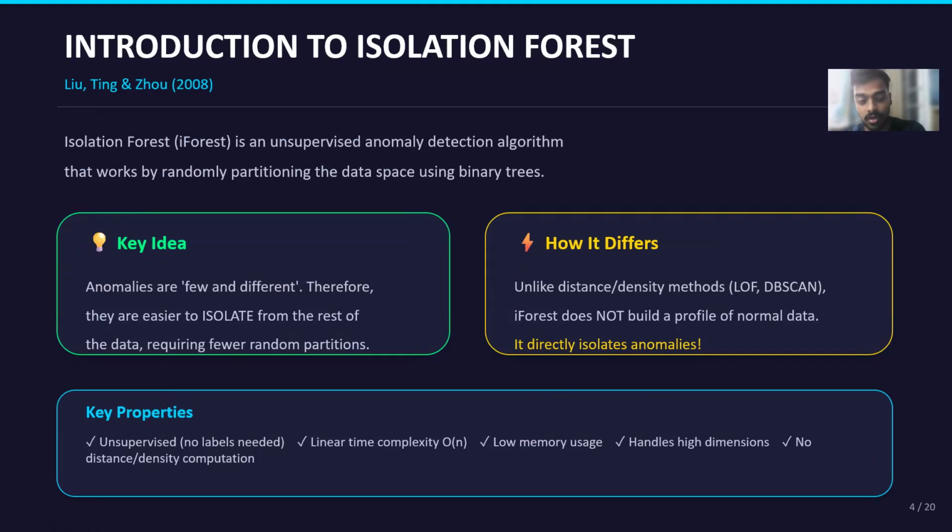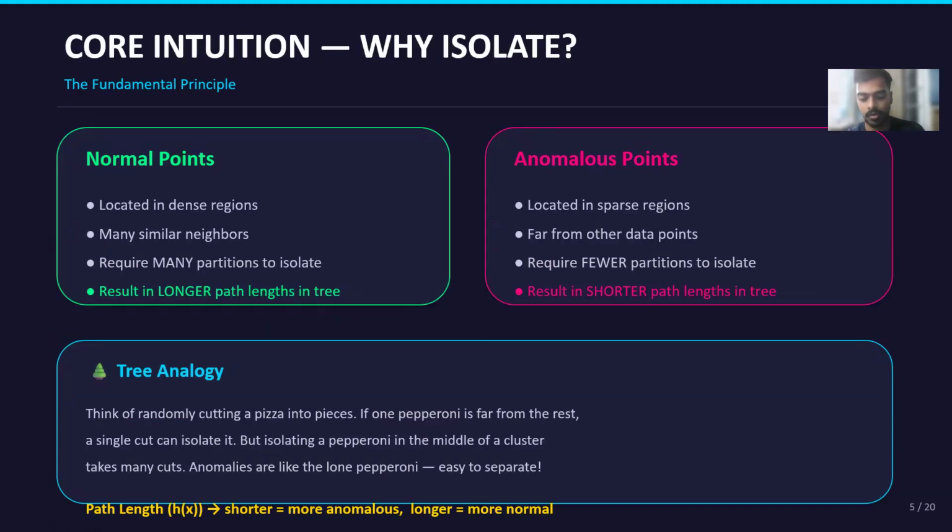Isolation forest is an unsupervised machine learning algorithm introduced in 2008. Instead of modeling normal behavior like traditional methods, it isolates anomalies using random partitioning. It is highly efficient with linear time complexity and low memory usage, and it works well even with high dimensional data. We can have multiple attributes with it. So let's talk about our core intuition.